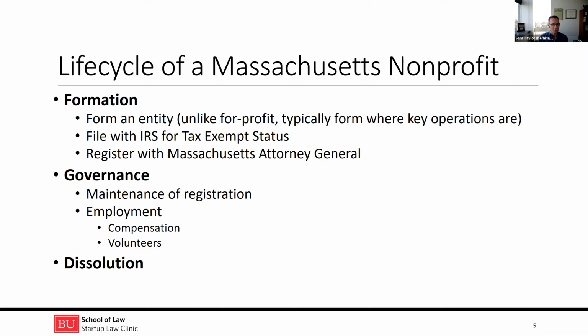And so we're going to go through a few different things here, including actual formation of the entity, filing with the IRS for tax exempt status, and also registering with the Massachusetts Attorney General's office. And we'll explain the process for all of that. And then for governance, we'll talk about maintenance of the registration and staying alive as an entity, some key things about employment, and then again we'll get to dissolution.